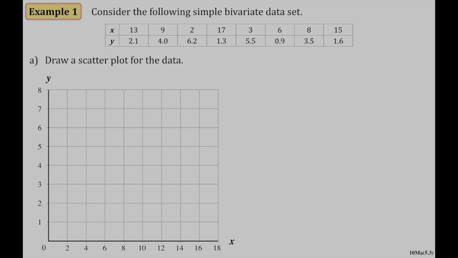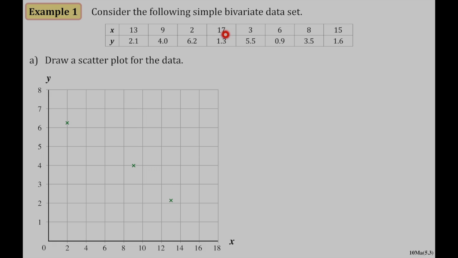Once you've labelled your axes, you are then going to plot the points. So the first point you're going to plot is the point 13 and 2.1. So you go out to 13 and then up 2.1 and you put a mark. Now I'm going to put crosses here. Every little point represents a cross for this particular one. So I go to the second point, 9 and 4. So I go out 9 and up 4 and I put a cross. The next one, out 2, up 6.2, and I put a cross.